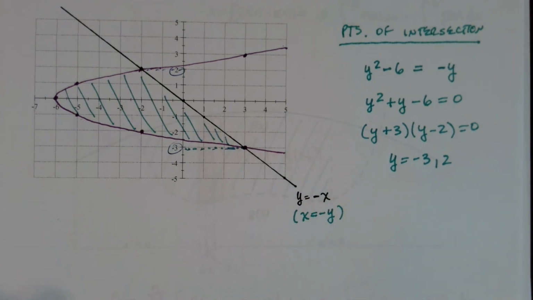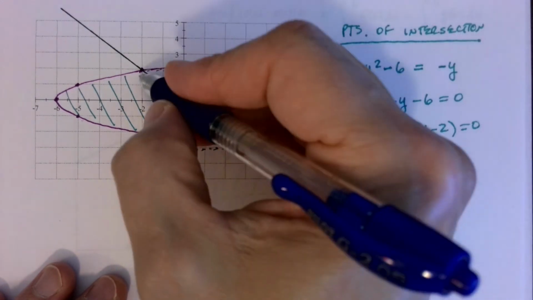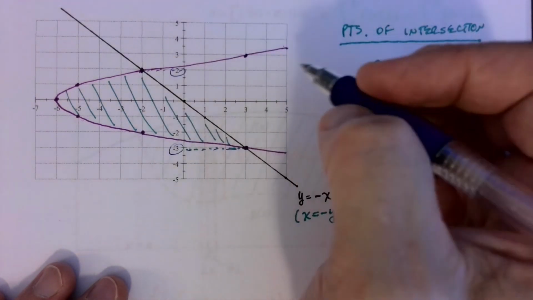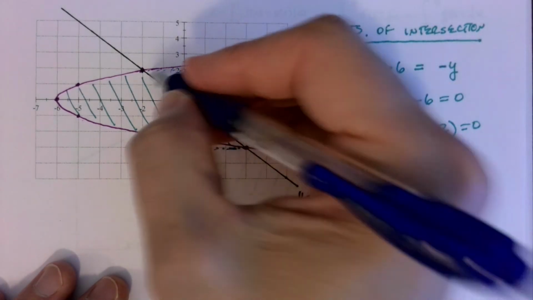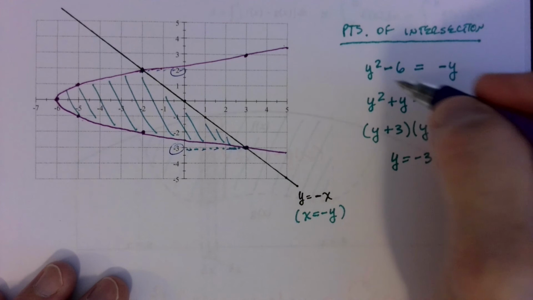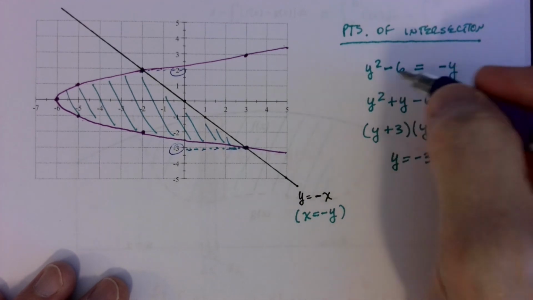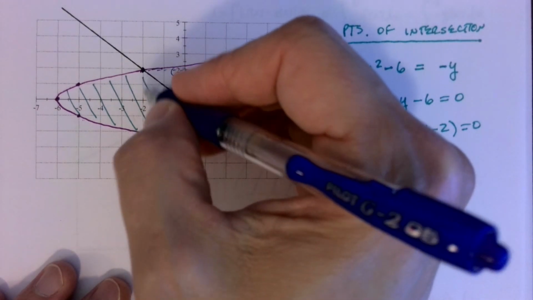So what would we have to do? Well, there's also this point of intersection. We said when y is 2, x, of course, is going to be equal to what? When y is 2, x is going to be equal to negative 2, right? 2 squared is 4 minus 6, negative 2. X is negative 2 at that point.